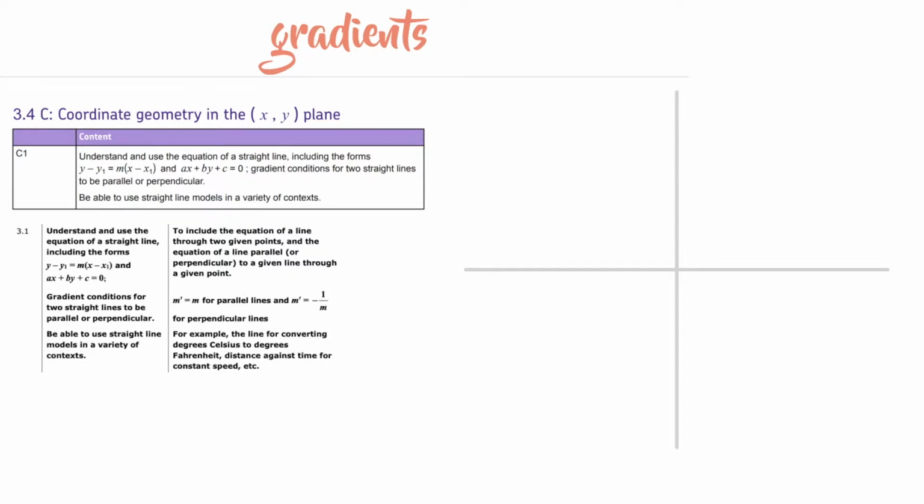Today we're going to be looking at gradients of straight lines, including conditions for them to be either parallel or perpendicular. As you can see, this is on C1 if you're on AQA, and we're doing this sentence here, gradient conditions for two straight lines to be parallel or perpendicular, or for Edexcel, it is the second paragraph here. And then we're going to be looking at that in more detail.